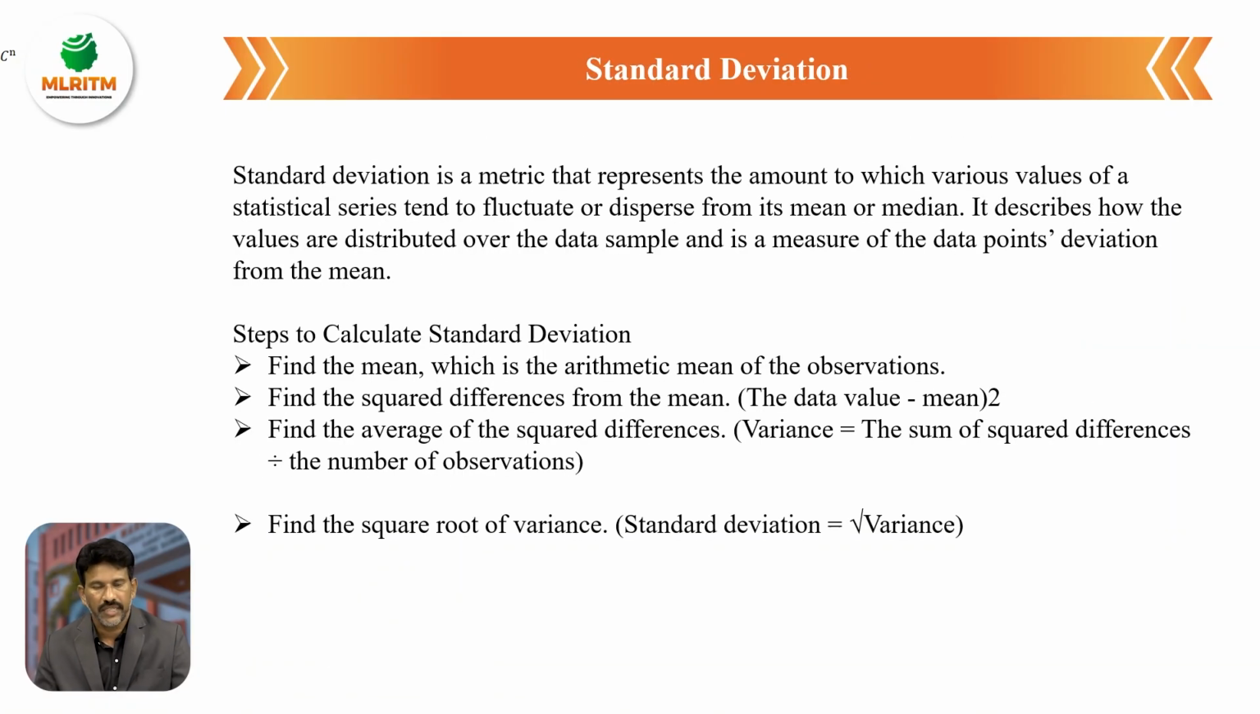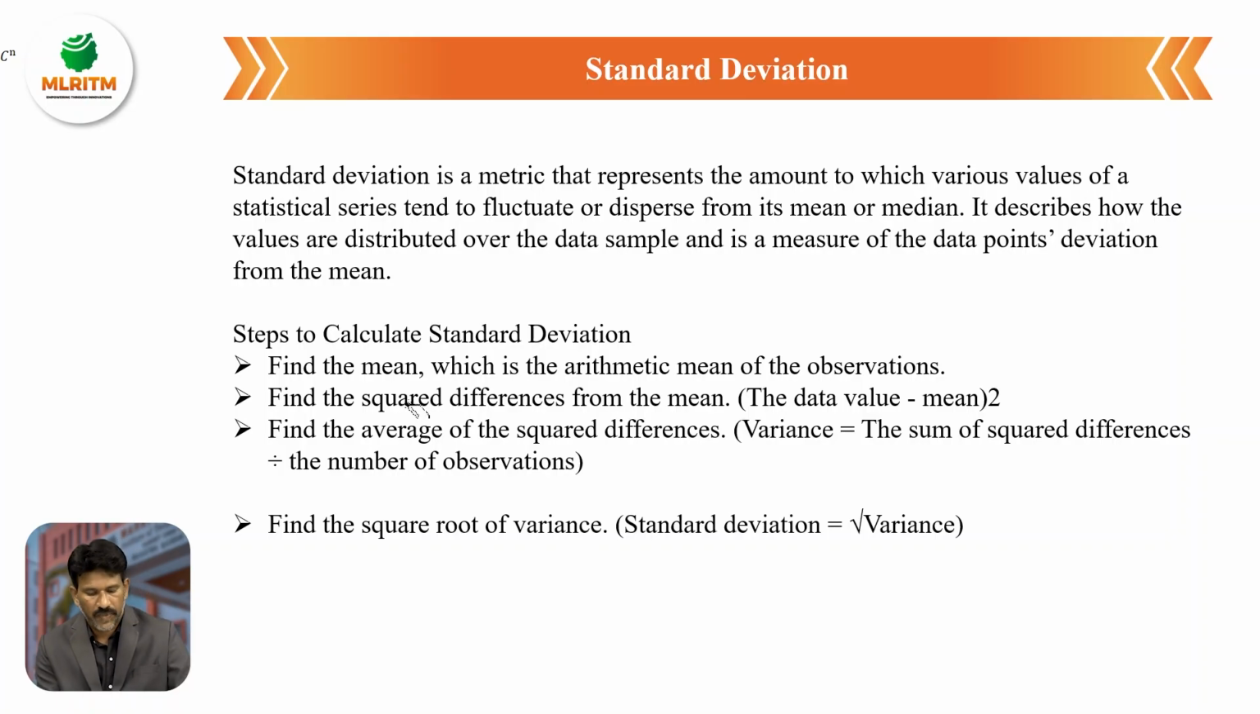In the standard deviation, additionally we'll perform one more step. Previously for the variance we followed 4 steps, and here we are following 5 steps. So what are the 5 steps? First of all, we'll see the purpose of the standard deviation. Standard deviation is a metric that represents the extent to which the values of a statistical series tend to fluctuate or disperse around the mean and median. The main purpose of the standard deviation is to measure how the data point values deviate from the mean, and to describe and distribute the data for all the data sets.